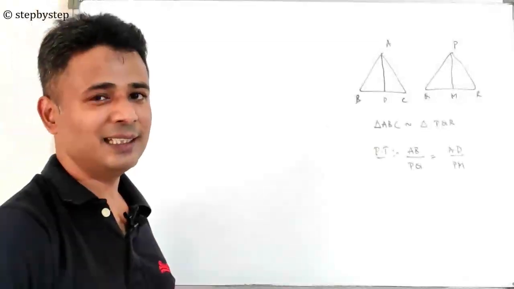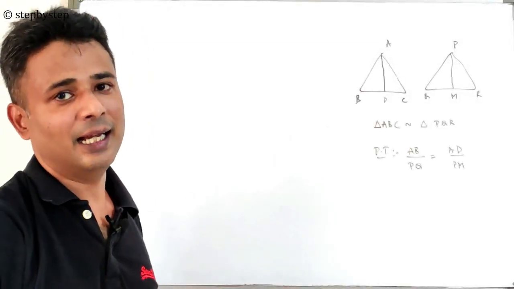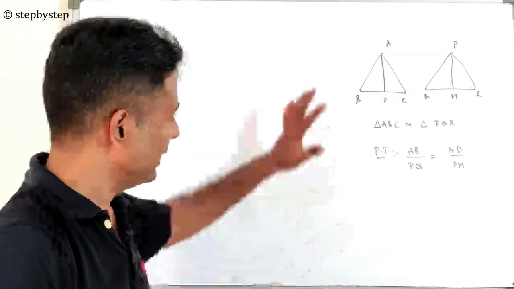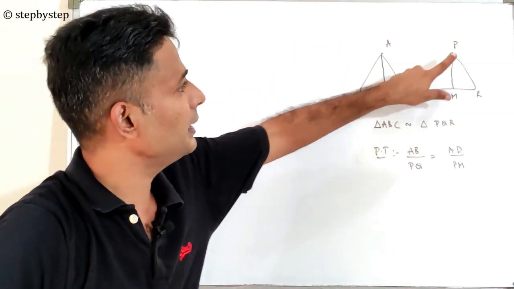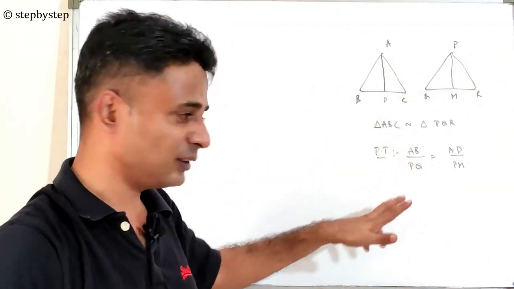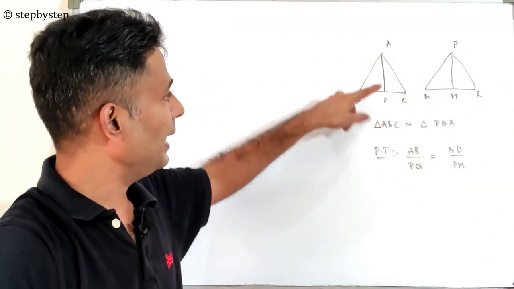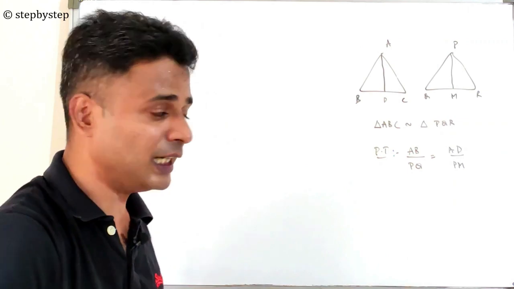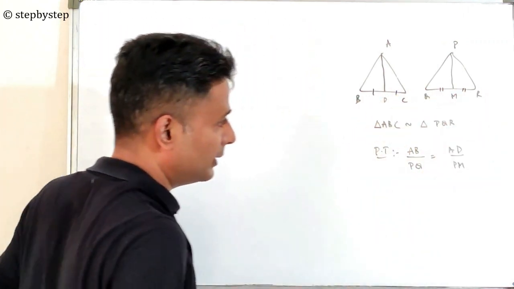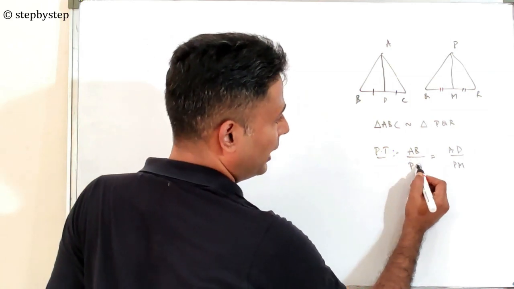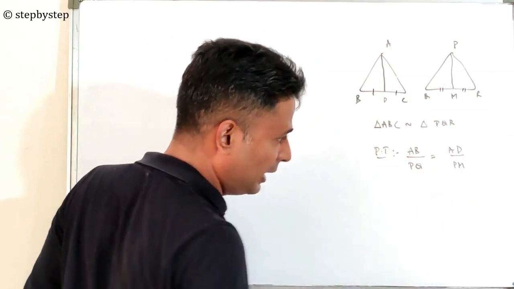Alright guys, the 16th and the last question in this exercise. It's been a long exercise. Now we have the last question. What have they given? Triangle ABC is similar to triangle PQR. That is what they have given. And they have said AD and PM are medians. Which means what? This side equal to this side and this side equal to this side. We have to prove AB by PQ equal to AD by PM.